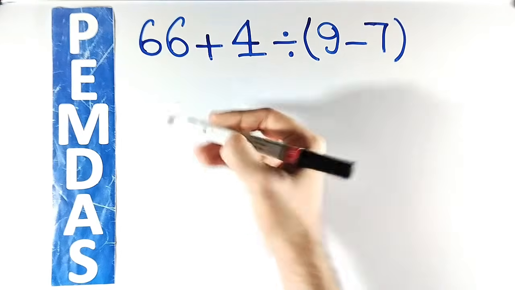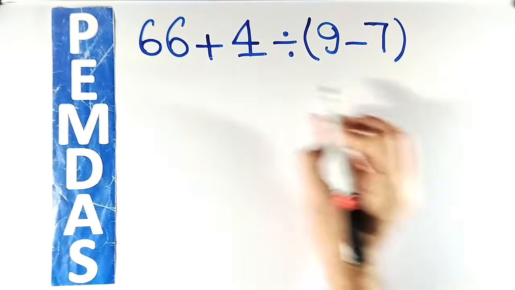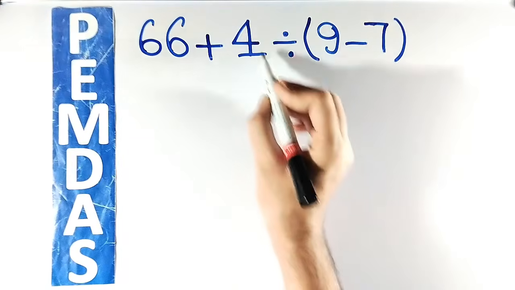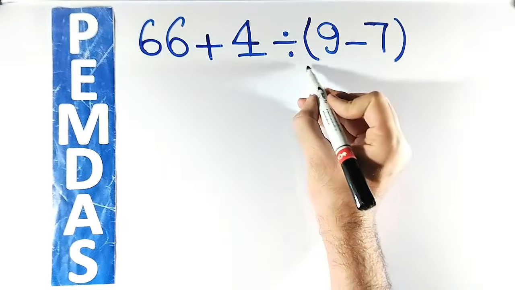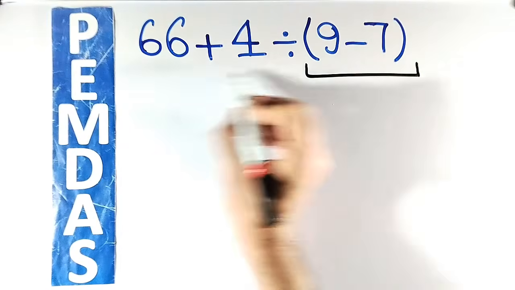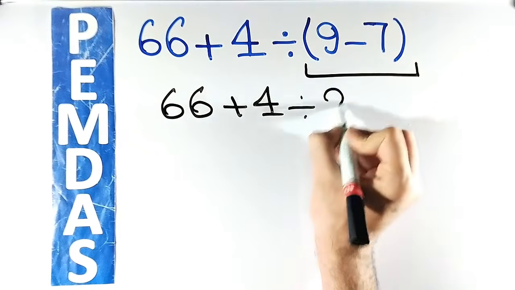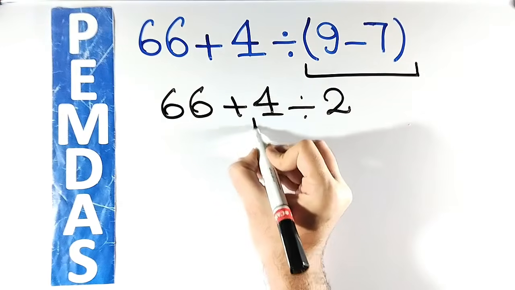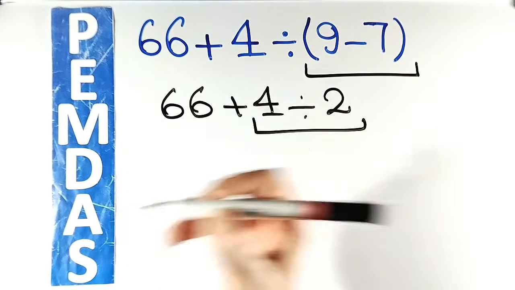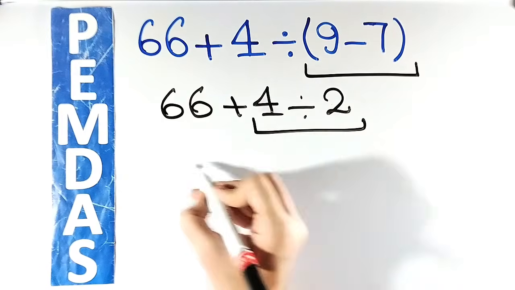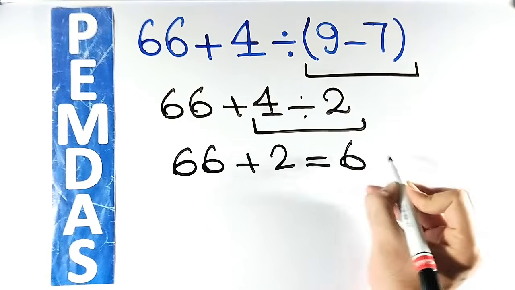To solve this question, we must follow a rule that is called PEMDAS. As you can see on the screen, in this expression, first we have an addition sign, then a division sign, and finally parentheses. According to the PEMDAS rule, first we go for the expression inside the parentheses and write this expression as 66 plus 4 divided by 2. And the next step, we go for the division between 4 and 2 because division has a higher priority than addition. So, instead of this expression, we can write 66 plus 2, which finally gives us the answer 68.